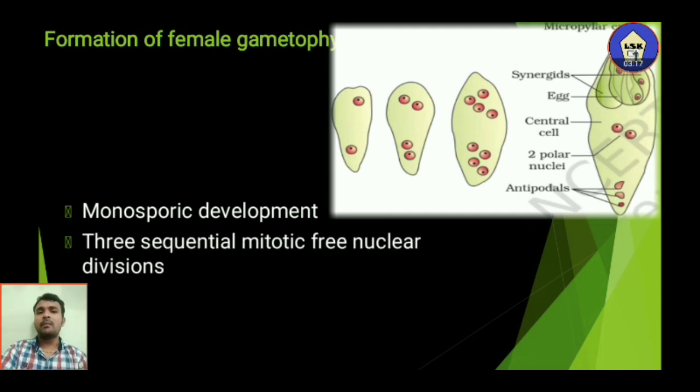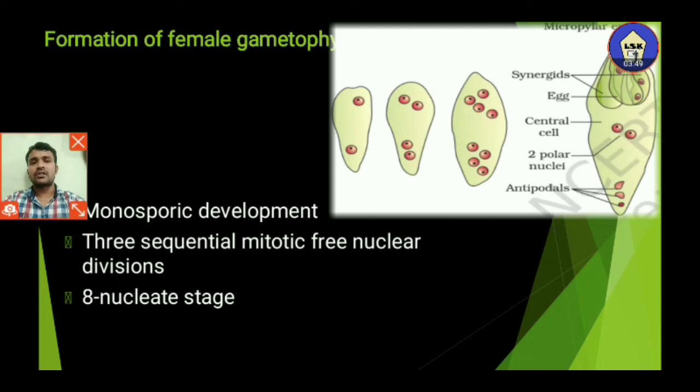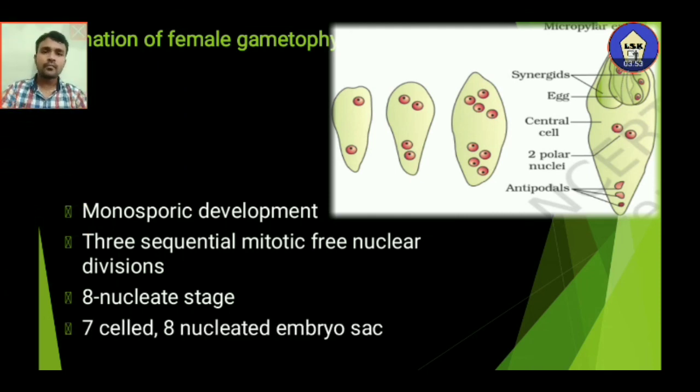And three sequential mitotic free nuclear divisions in the megaspore lead to the development of the female gametophyte, that is called the embryo sac. I repeat, the megaspore is haploid, that consists of a haploid nucleus. Now within this megaspore, what happens? Three sequential mitotic free nuclear divisions, only the nuclear division takes place, no cytoplasmic division within the megaspore, and that leads to the formation of the eight nucleate stage. And at the time of maturation, the matured embryo sac consists of 7 cells and 8 nuclei. So that's why the matured embryo sac is called a 7 celled 8 nucleated structure.